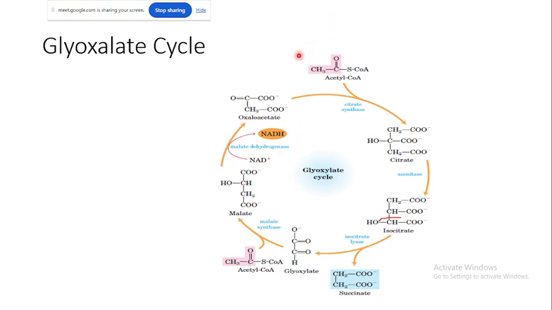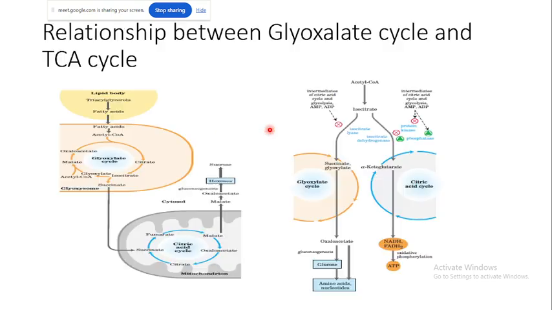Because the seed can store fats, from fats they produce fatty acid, and by fatty acid oxidation they will produce acetyl CoA, which will enter into the glyoxylate cycle to make NADH, which will in turn produce ATP by oxidative phosphorylation. So this is the relationship between the glyoxylate cycle and the TCA cycle.